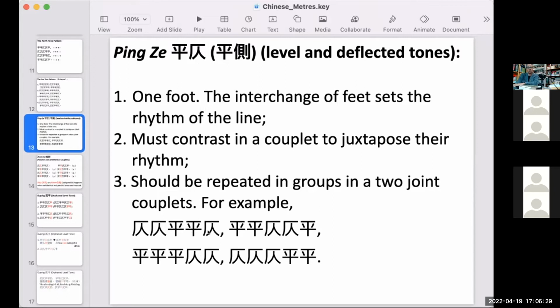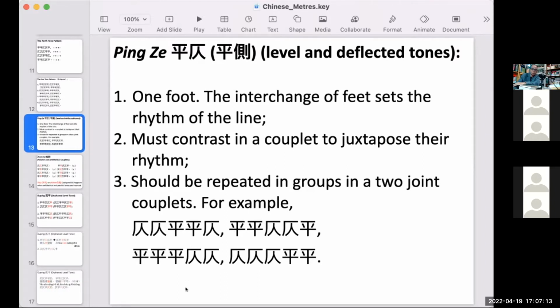In the first couplet, the lines should contradict each other. Okay, they should be variations. So here the first line starts with tsu tsu, then the second line starts with ping ping. And you can see this ends with tsu, this one ends with ping. But the second couplet is the same, though here we have to notice that the second line of the first couplet has to match, at least in the second syllable, the first line in the second couplet, meaning the second line in the whole poem and the third line in the whole poem.